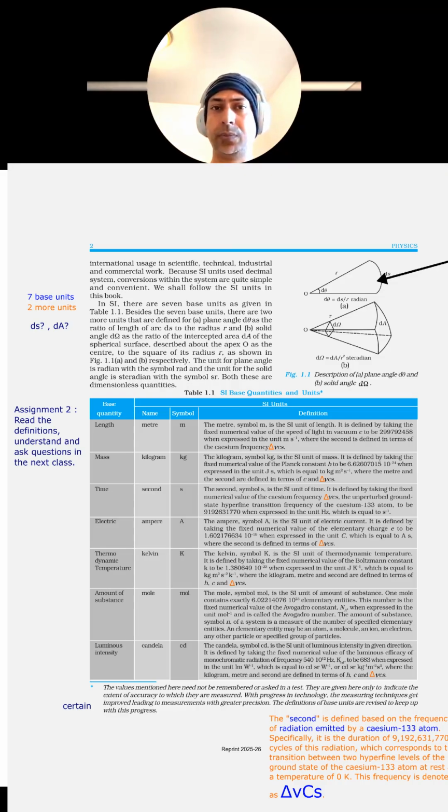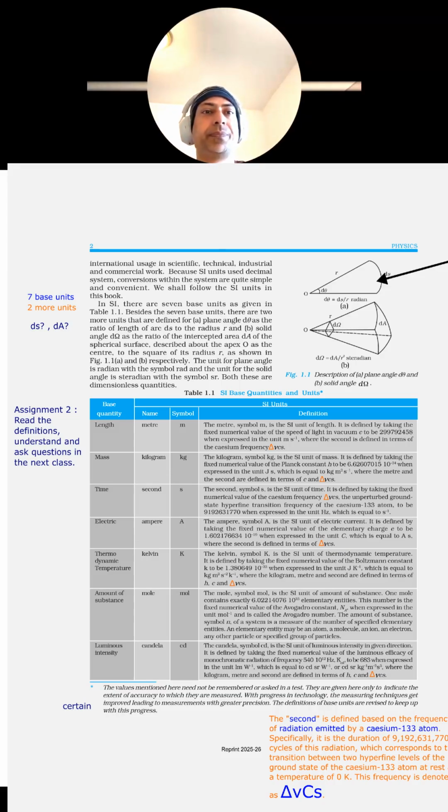So, there are seven base units. Now I'll let you describe this paragraph. Okay. So in SI there are seven base units as given. To describe this paragraph, I need to see the table, the seven base units table. You will see the table. The table is right here. But first, read the paragraph and describe it without looking deep into the table.